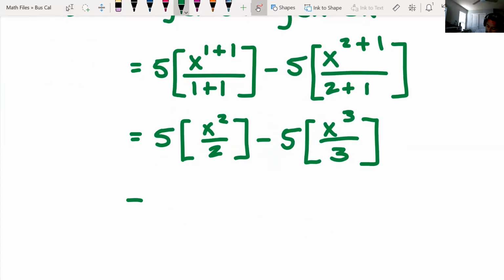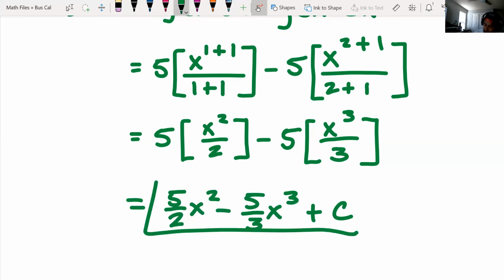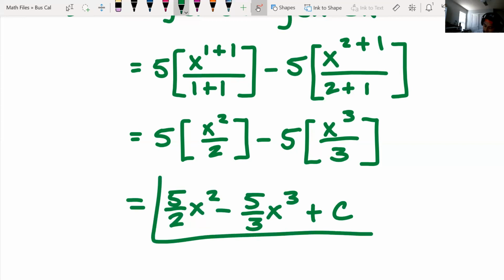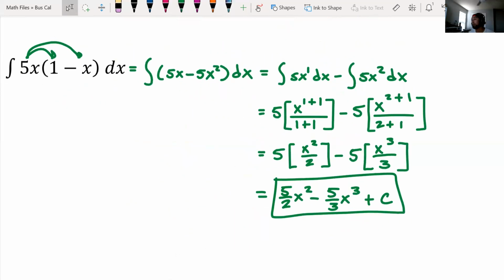And my final answer is going to be 5/2 x squared minus 5/3 x cubed plus c. There it is.